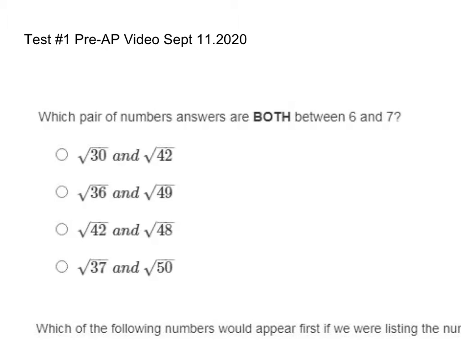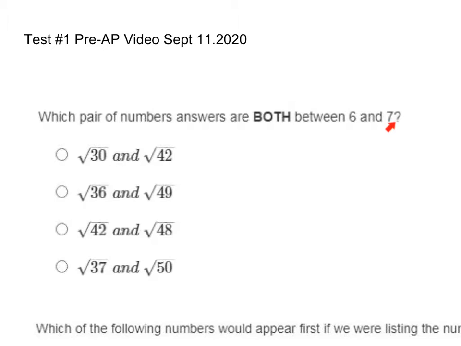All right, so here I'm going to go through the test number 1 questions. I know some of you did corrections, but in case you just needed a little bit more review. So first off, my question numbers might not match yours, but the questions themselves are still the same. So anyway, on the first one, which pair of numbers answers are both between 6 and 7?